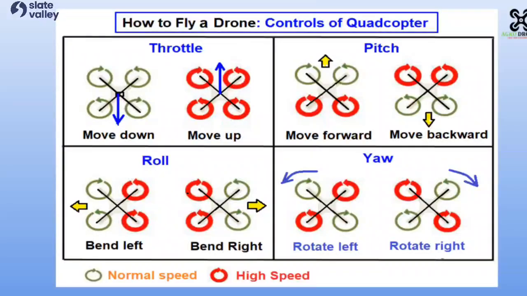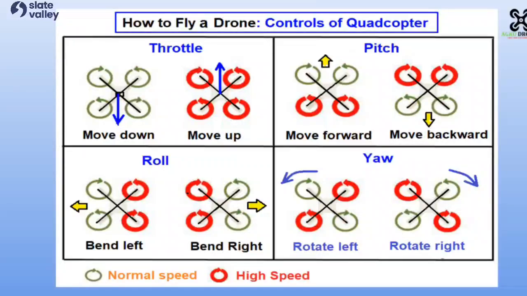In the second picture, the red symbol indicates high speed and the green symbol indicates normal speed. If the back side motors of the drone run faster, then the drone will move forward. If the front two motors run faster than the back two motors, then the drone will move backward. Moving forward we call pitch forward, and moving backward we call pitch backward. I hope you all are understanding.